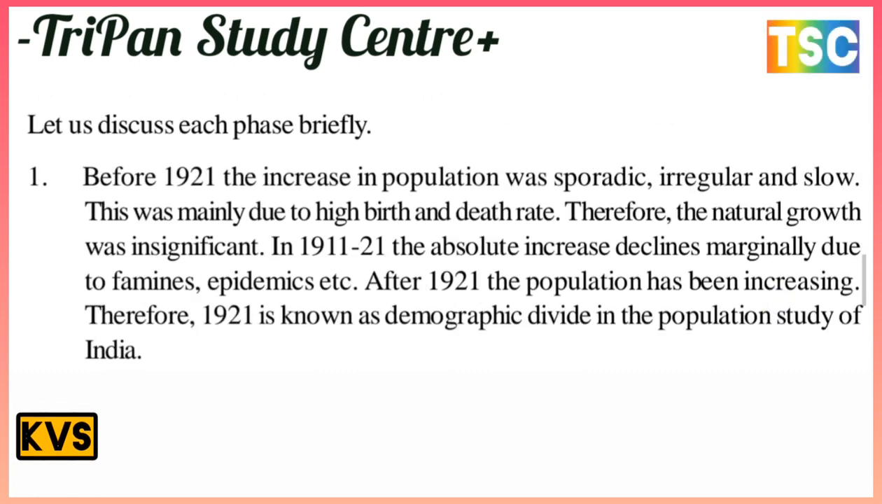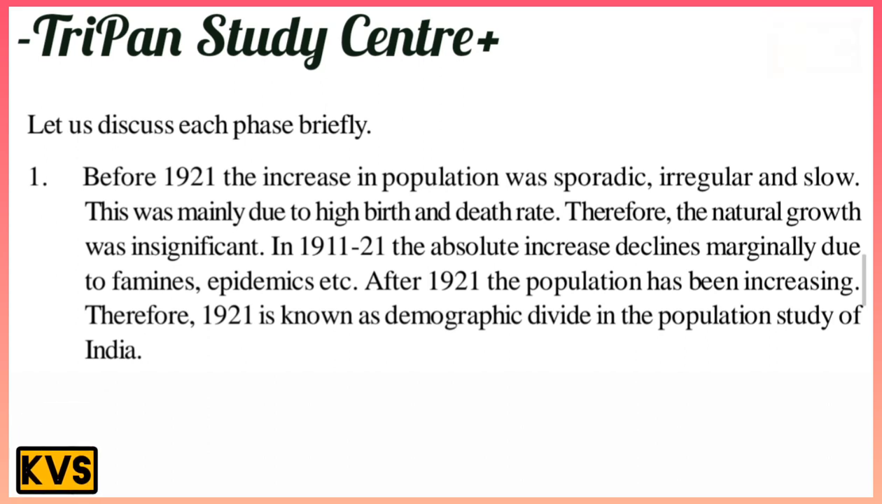Let us discuss each phase briefly. First, before 1921 the increase in population was sporadic, irregular and slow. This was mainly due to the high birth rate and death rate. Therefore, the natural growth was insignificant.